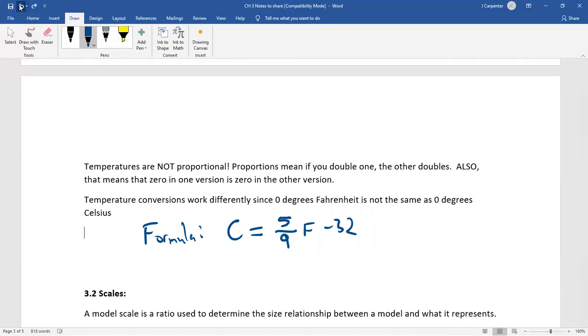So temperature conversions are the odd man or odd woman out in that they're not proportional. It's a formula that must be used. And there are other types of conversions in the real world that work this way as well, but we don't deal with them in quantitative reasoning. Most of our conversions are proportional, with the exception of temperature.